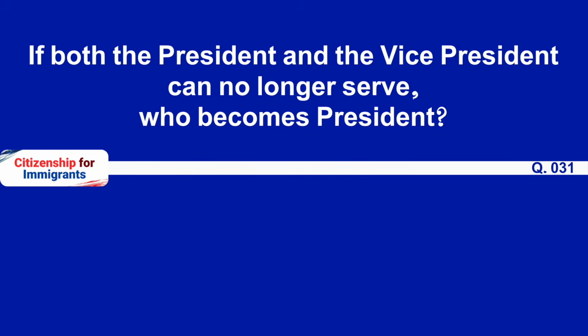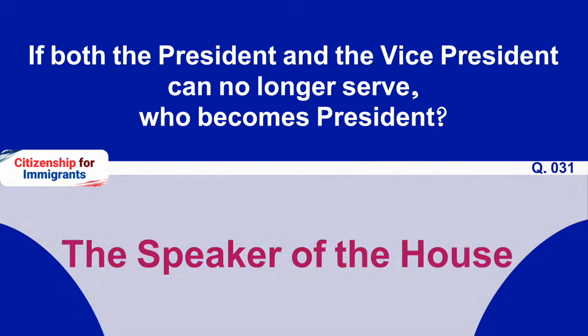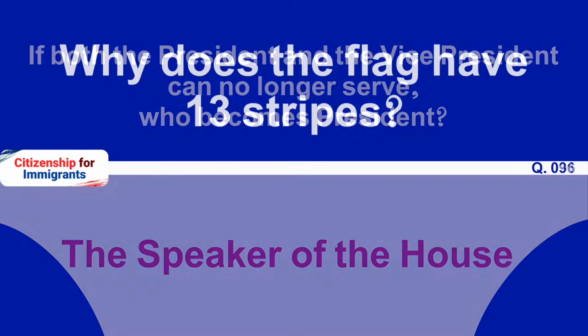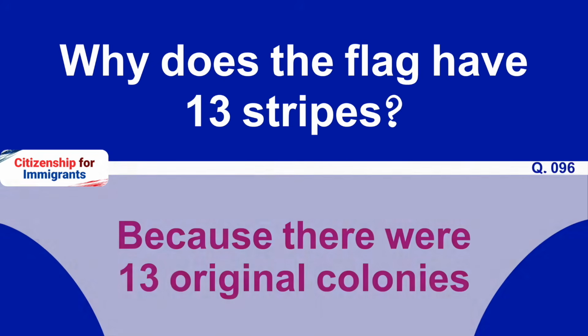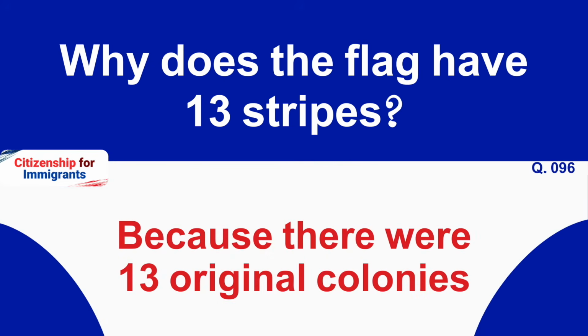If both the president and the vice president can no longer serve, who becomes president? The Speaker of the House. Why does the flag have 13 stripes? Because there were 13 original colonies.